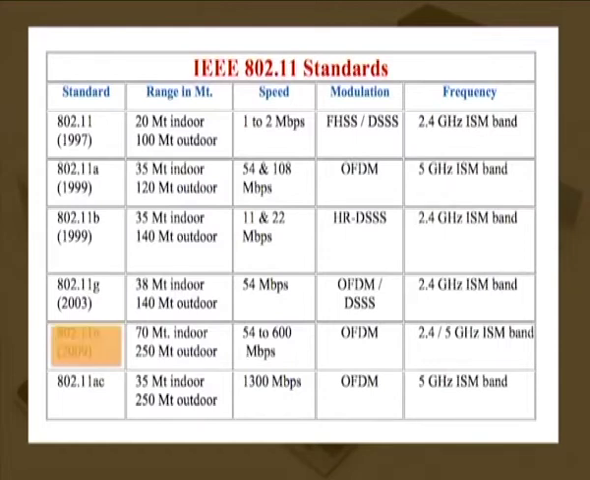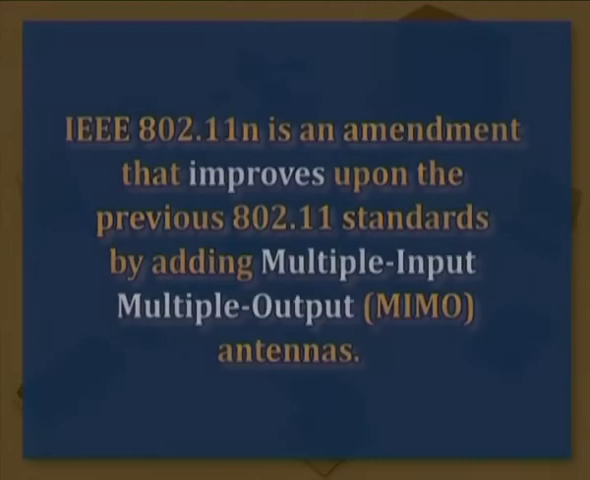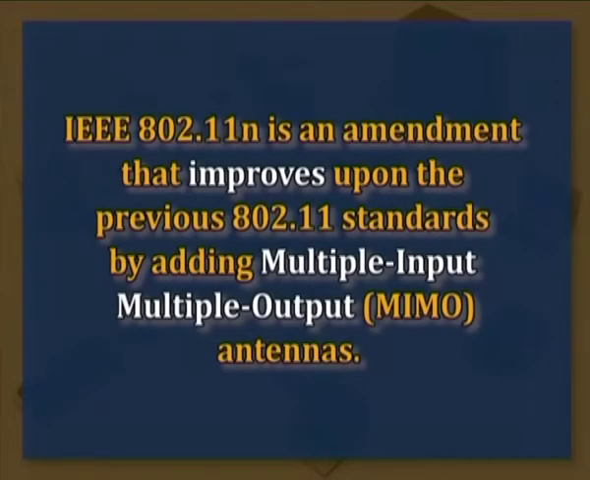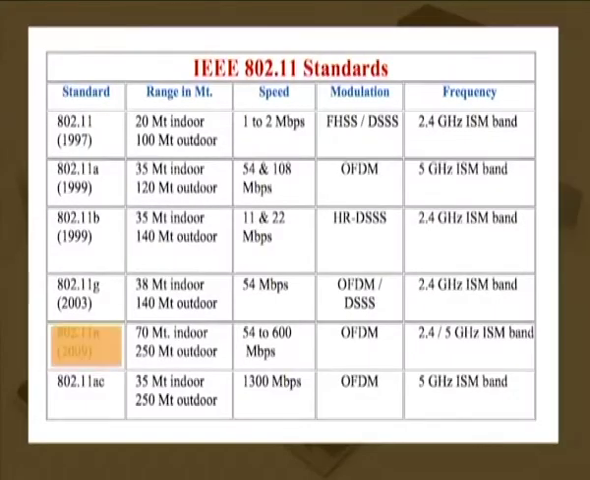IEEE 802.11n, released in 2009, is an amendment that improves upon the previous 802.11 standards by adding multiple input, multiple output, MIMO, antennas. 802.11n offers speeds of 54 Mbps to 600 Mbps using OFDM spread spectrum technique. It operates on both the 2.4 GHz and the lesser used 5 GHz band. Support for the 5 GHz band is optional. This standard offers an indoor range of 70 meters and an outdoor range of 250 meters.